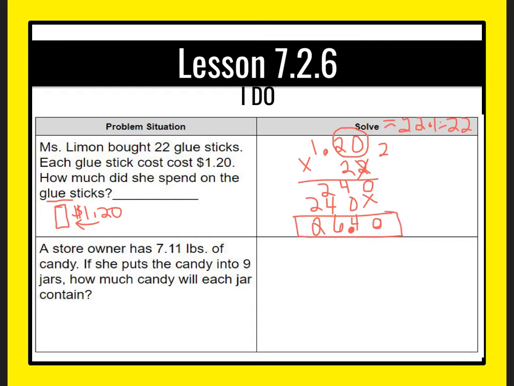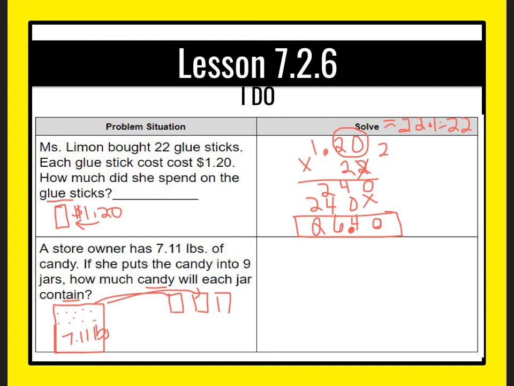A store owner has 7.11 pounds of candy. So just imagine this huge candy jar, and there's 7.11 pounds. And she's going to put all of this candy that's in here into 9 jars. So that means she's going to have to take all of that stuff and distribute it evenly as best as she can into those jars. So how much candy will each jar actually contain? How many pounds of candy will it contain?